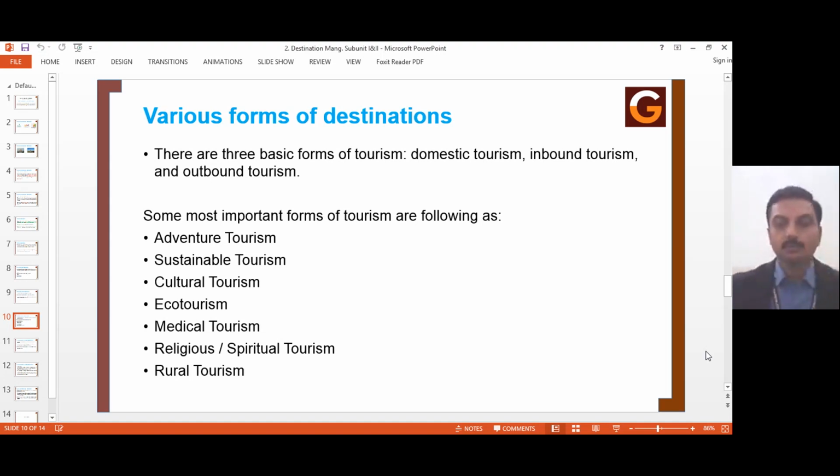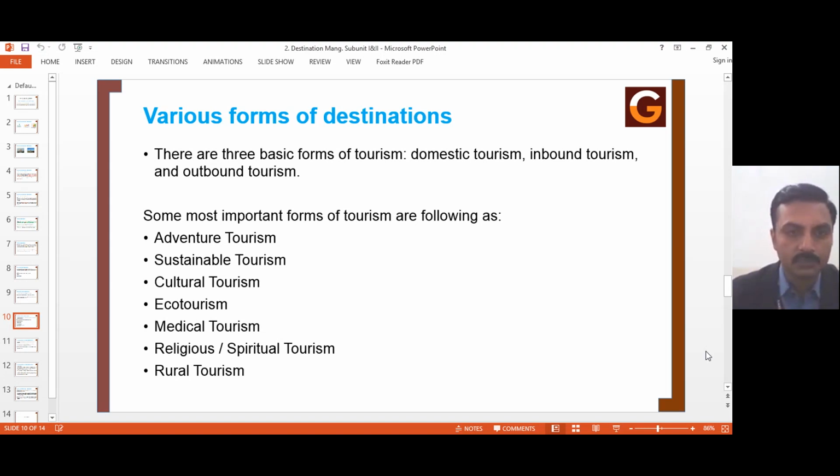Then we have inbound tourism. That means when international travelers are coming to India, we call it inbound tourism. Then the third class we have is outbound tourism. When citizens of India are traveling to different countries, we call it outbound tourism. So these are three basic forms of tourism based upon the geography of the area, the geographical borders of the area.